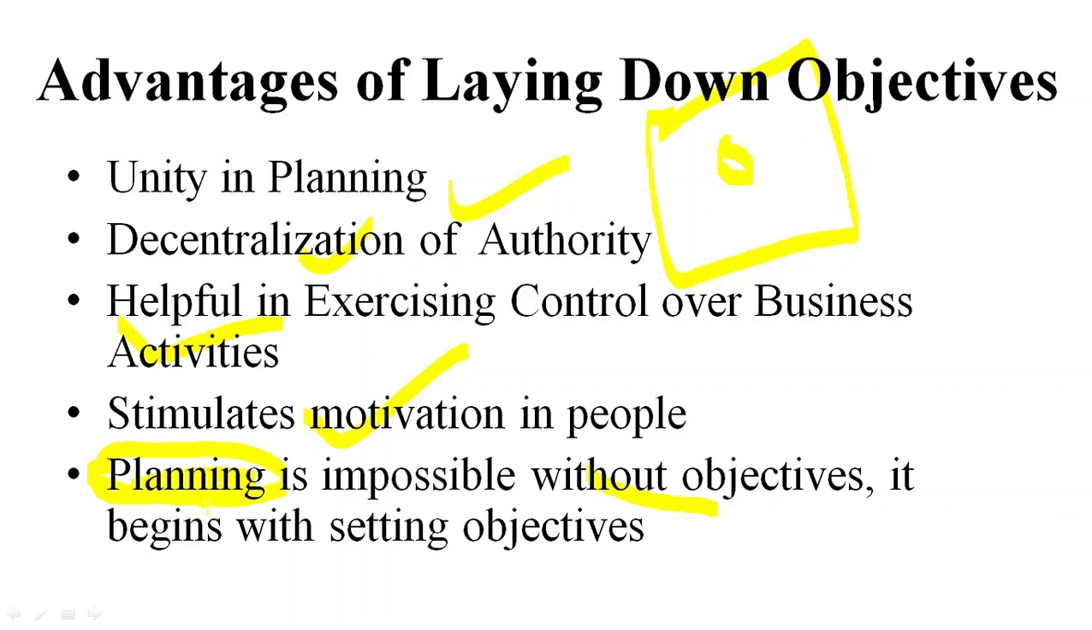And the existence of an organization is also not possible without an objective. People come together to achieve some goals, some common reasons, and so they have to make an organization. So planning is impossible without objectives. Organization is impossible without any goal.